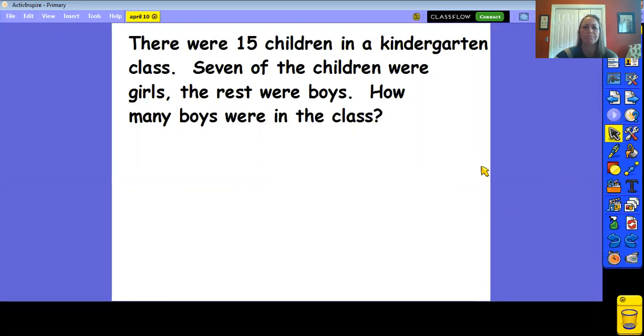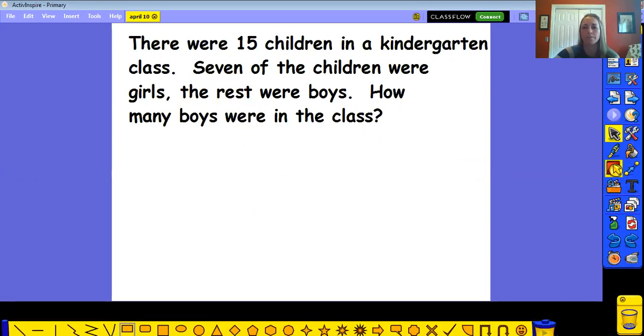Well, let's see what information I have here. 15 children in a class. Sounds like that's how many kids there were all together. 7 of the children were girls, and the rest were boys. Oh, so I have one of the parts here, 7 girls, but I don't have how many are boys, so I'm missing that part. Well, I could use a part whole mat. I could draw a picture. I think I'm going to draw a picture, and I'll show you what I'm going to do. I have a good idea for this.